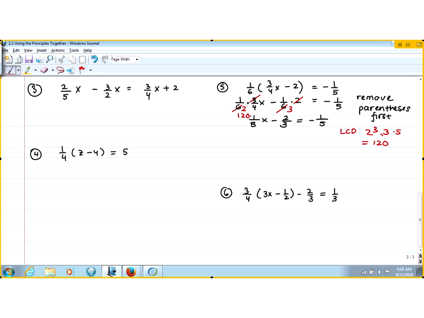So what you need to do next is multiply by 120, 120, 120, and then the next line you should not have any fractions, right? What is 120 divided by 8? 15. So this is 15x. What is 120 divided by 3? 40, but you have a 2. So 40 times 2, 80. Yes. What is 120 divided by 5? 24. But you have a negative 1, so this is negative 24. So right away after we clear the fraction, there is no fraction on the next line.